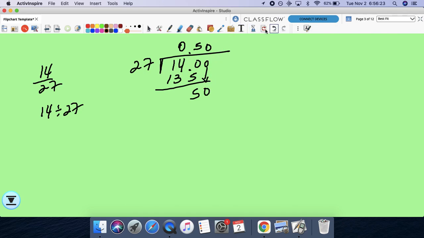Oh, sorry. That's 1. 27. 23 left over. Bring a 0 down. 230. 7. Maybe 8. 8 looks like a number. What is that? 216. 14 left over.